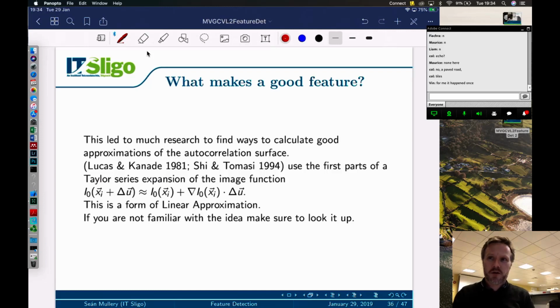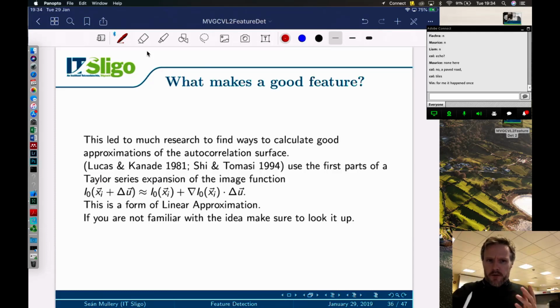We're now left with a situation where we're dealing with embedded systems, and we're always short of energy and always short of computational budget. So why would we not use these good mechanisms that they came up with? Okay, so this led to a lot of research to find ways to calculate good approximations of the autocorrelation surface.